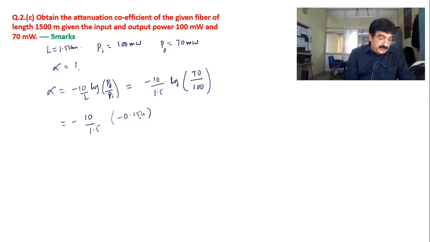10 into 0.154 divided by 1.5, it comes out to be 1.026. Okay, so 1.026 decibel per kilometer. This is the answer for this particular question.